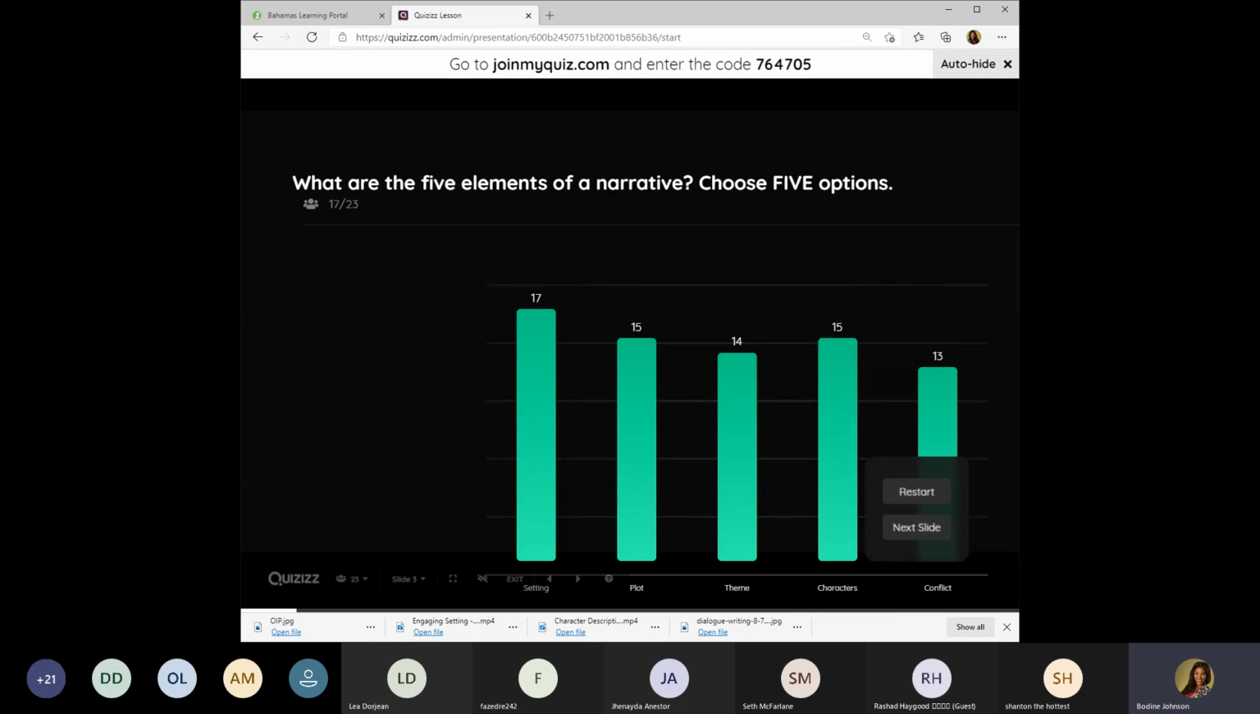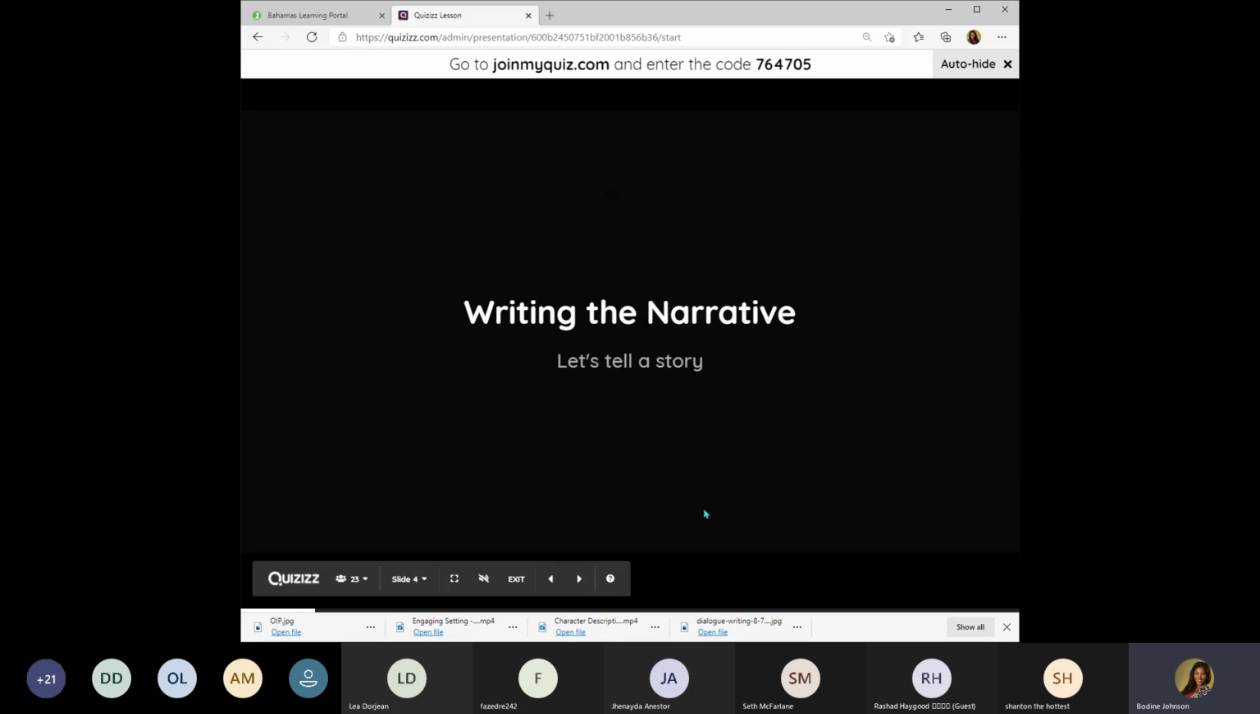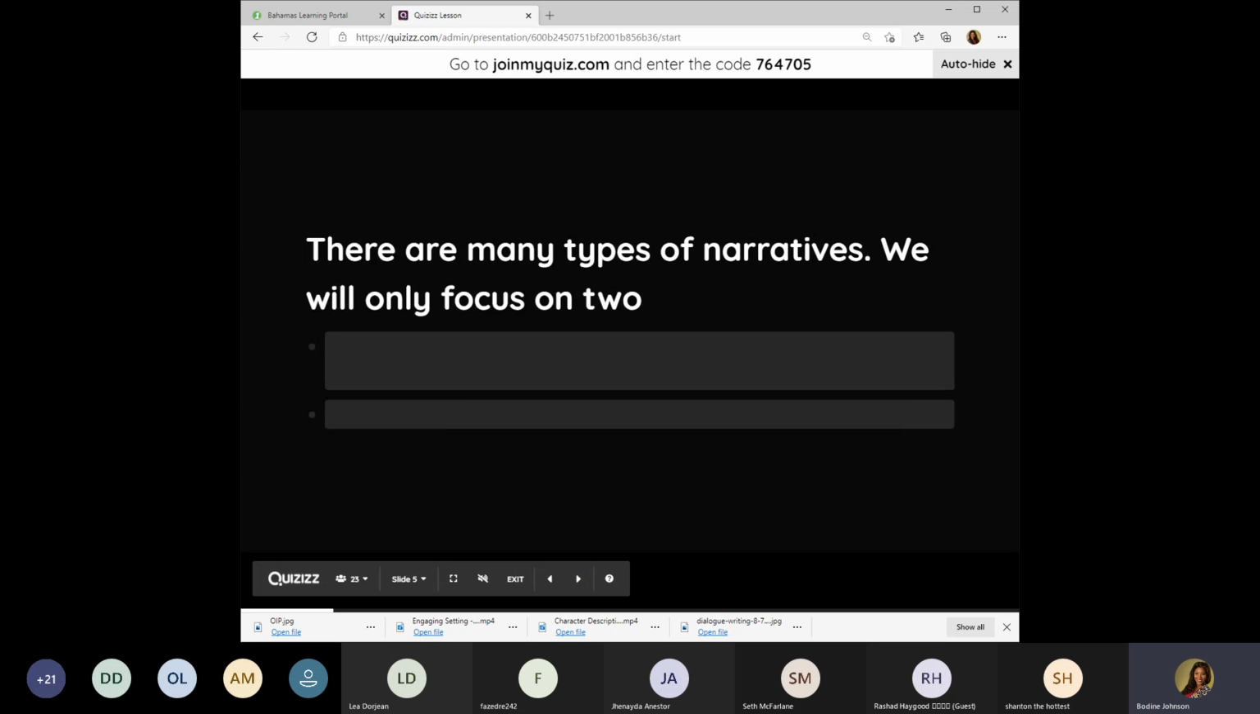Okay, now, from here, we have another set of questions. Let's move on to the next slide. Writing the narrative is all about telling the story. When we tell a story, we have many types of narratives, but for the purposes of this class, today we are only going to focus on 2.